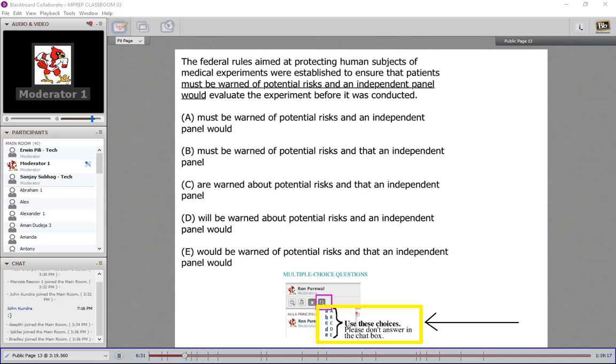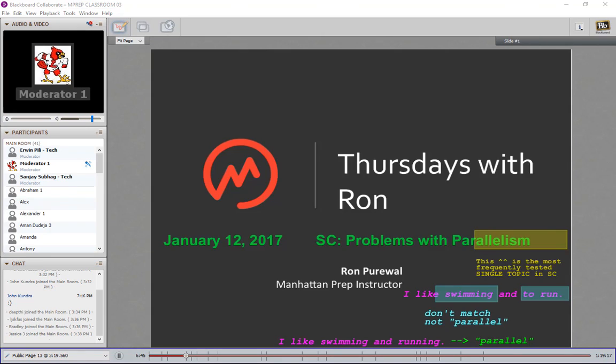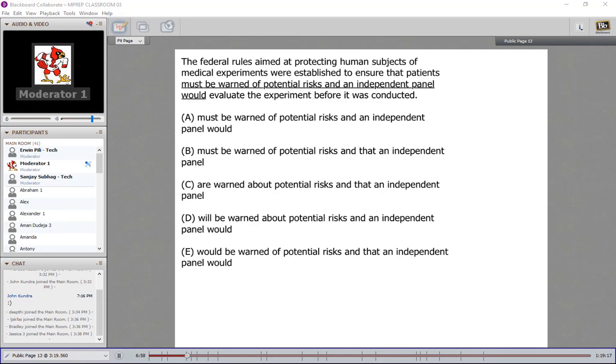Okay, this problem's kind of a warm-up of sorts. You can think of it as an intro, especially given that we have announced that we are talking about parallel structure today. Parallelism: whether things that are supposed to match, do they match or not? That's basically the thing. So let's talk about that. What are the things here that are supposed to match each other? If you want to tell me in the chat box.